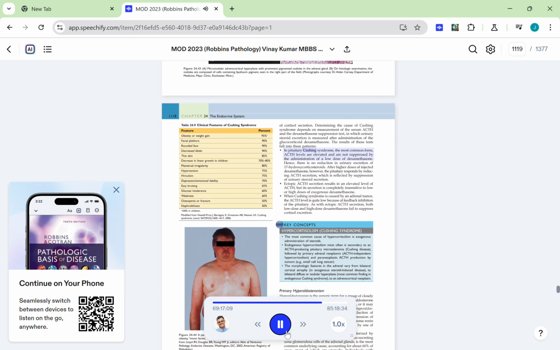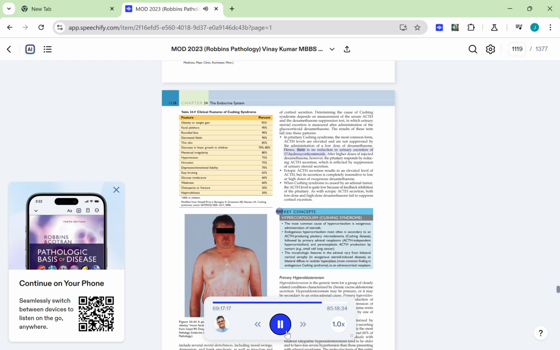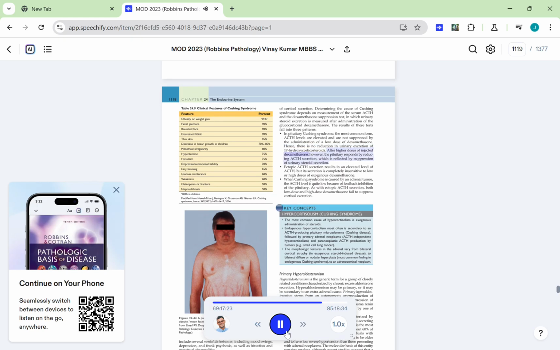In pituitary Cushing syndrome, the most common form, ACTH levels are elevated and are not suppressed by the administration of a low dose of dexamethasone. Hence, there is no reduction in urinary excretion of 17-hydroxycorticosteroids. After higher doses of injected dexamethasone, however, the pituitary responds by reduced ACTH secretion, which is reflected by suppression of urinary steroid secretion.